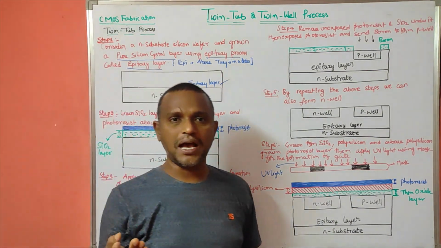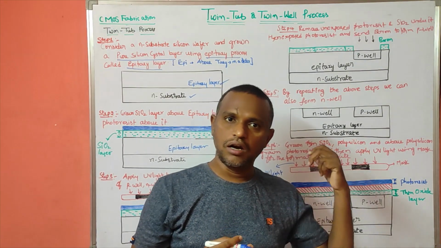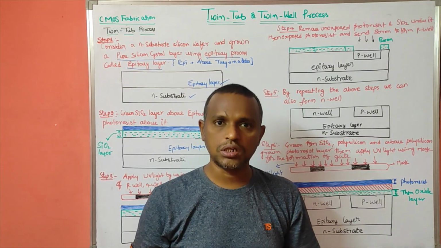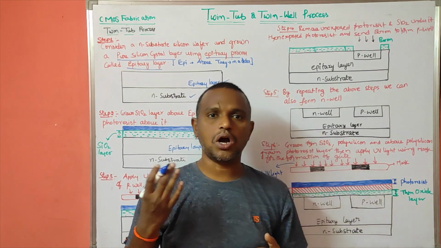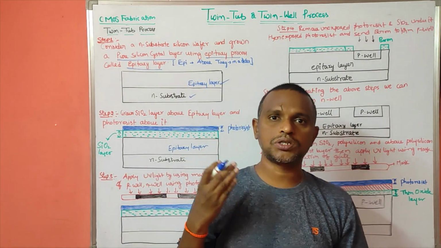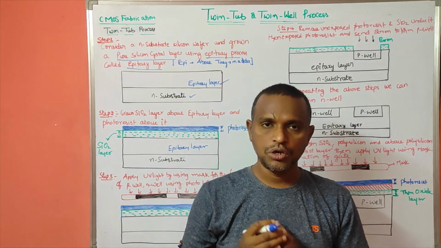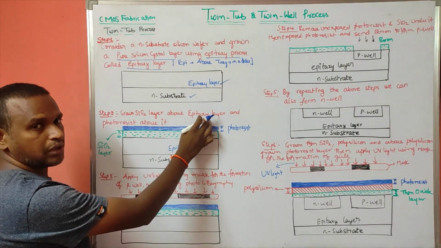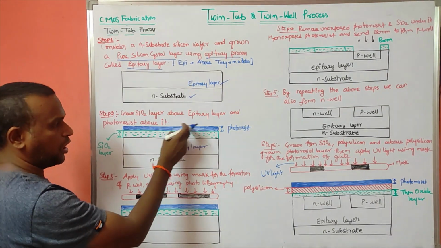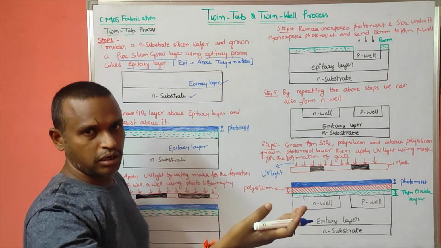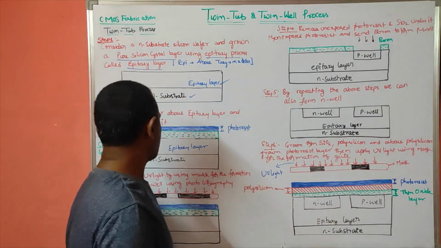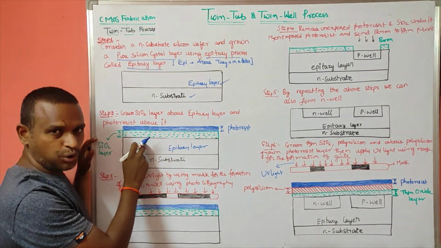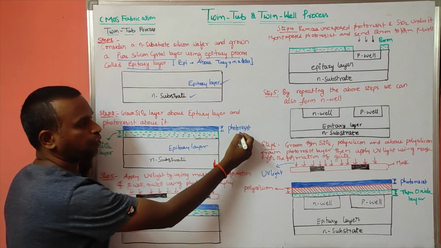After this step, as usual, what we followed for NMOS fabrication, PMOS fabrication, the N well process and P well process, the next step is oxidation. After oxidation, we are placing a photoresist. So we grow an SiO2 layer above that epitaxy layer, and above that SiO2 layer I have to place the photoresist. By using the oxidation process, I am growing this SiO2 layer. Above that I am placing my photoresist.